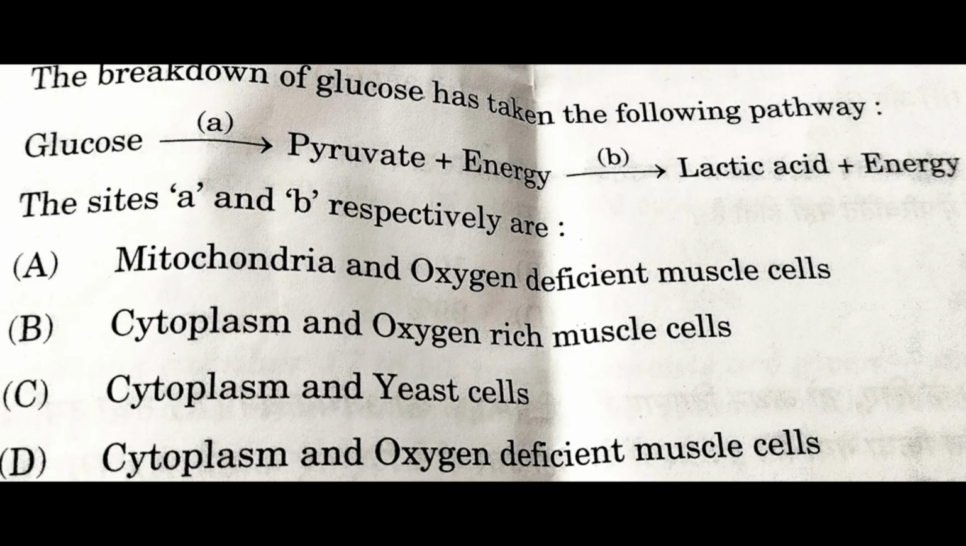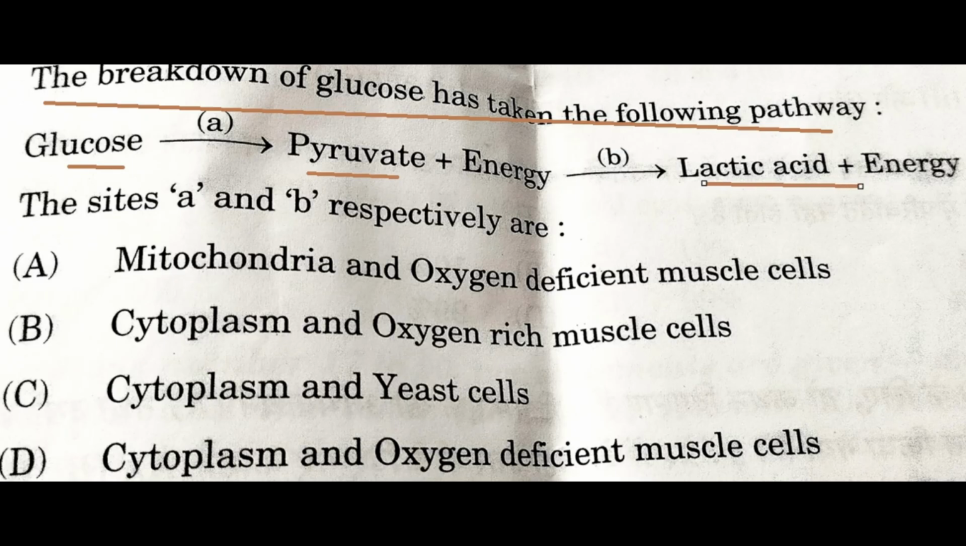One question that came in a CBSE board exam question paper. The breakdown of glucose has taken the following pathway: glucose is getting converted to pyruvate and energy, and pyruvate is getting converted to lactic acid and energy. Now, the sites A and B respectively are which of the following options? So, glucose is getting converted to pyruvate. That's the first. What is A?